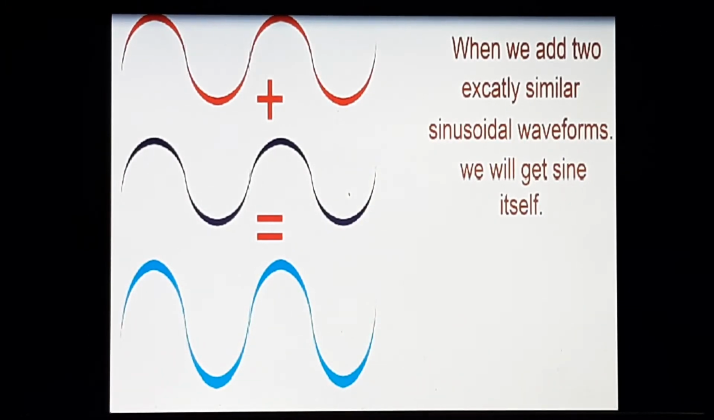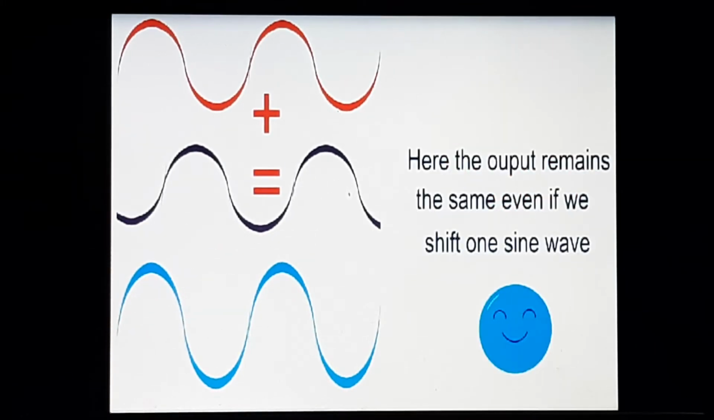Now, as far as the sine wave is concerned, when we add two exactly similar sinusoidal waveforms, we will get the same sinusoidal waveform, right? Now, suppose I shift the sine wave. Here the output also remains the same, the magnitude is changing, but the shape of the waveform remains the same, sinusoidal.